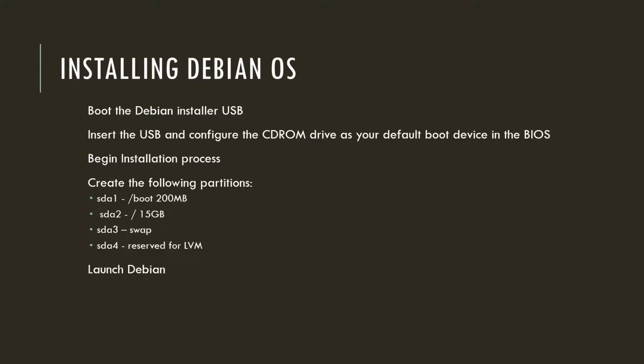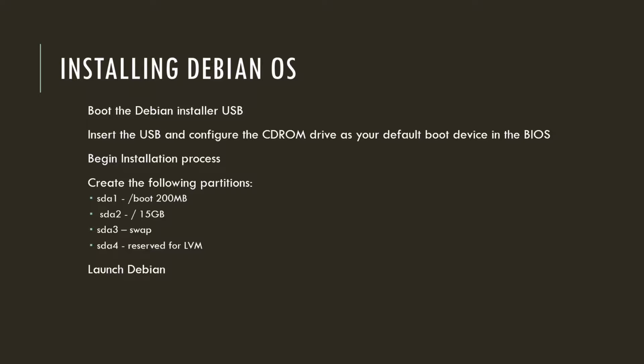To install the Debian OS, we first boot the Debian installer from the USB. Insert the USB and configure the CD-ROM drive as your default boot device in your BIOS. This process changes from computer to computer, so it's better if you look at a YouTube video.